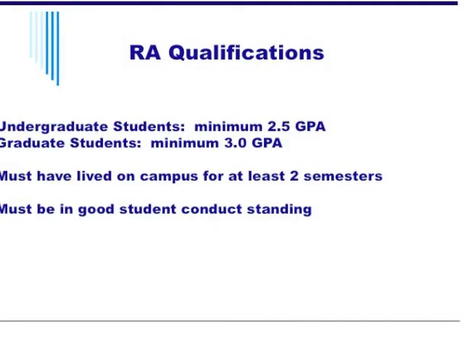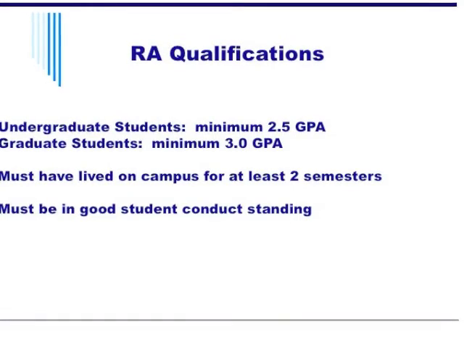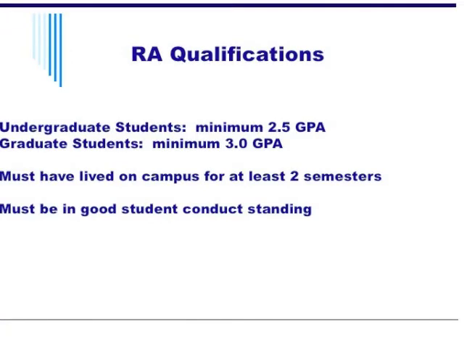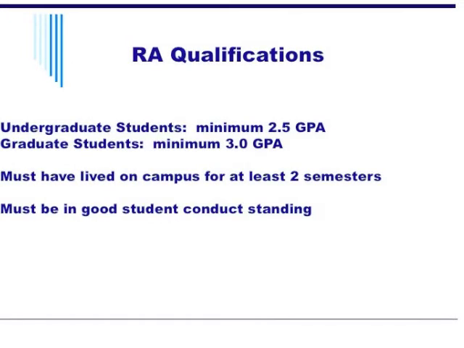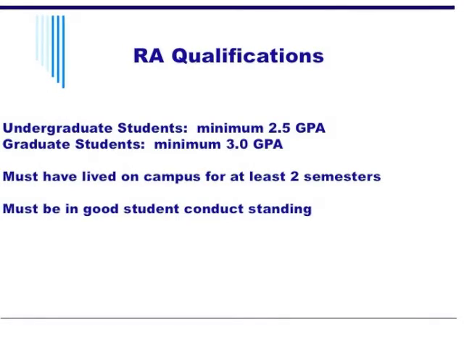Let's start with the qualifications to become an RA. All applicants and hired undergraduate RAs must maintain a cumulative GPA of at least a 2.5. Any graduate student RAs must maintain a minimum 3.0 GPA.